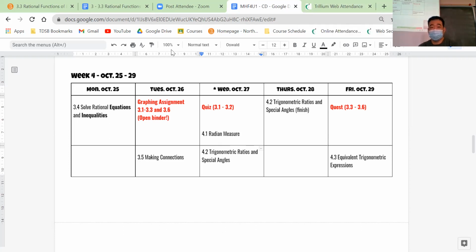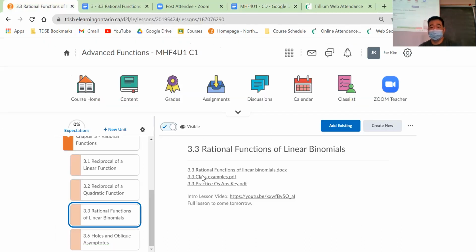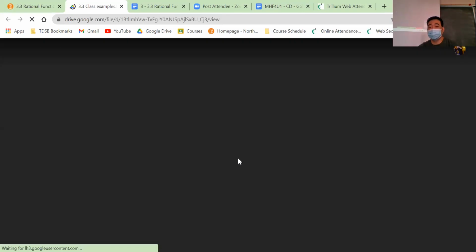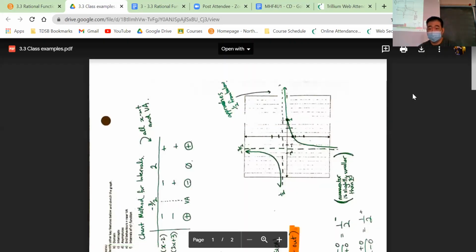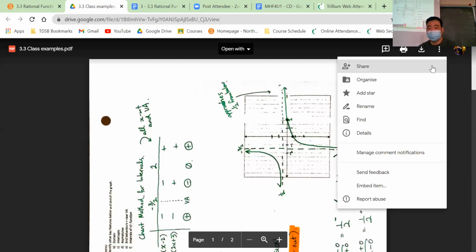How many people got a chance to try my homework task? That is, how many people tried the first example, rather. Couple people. All right.